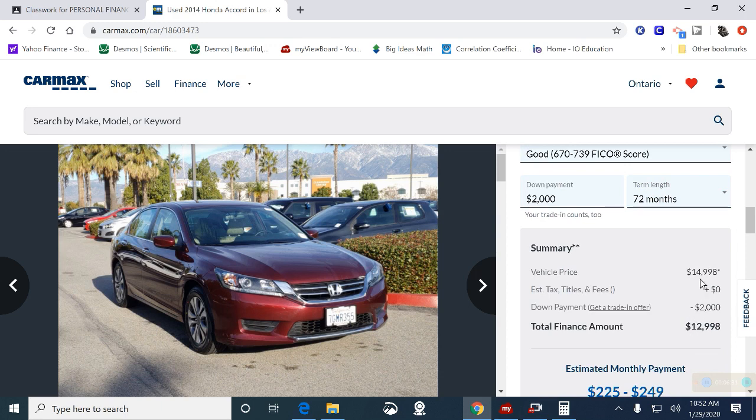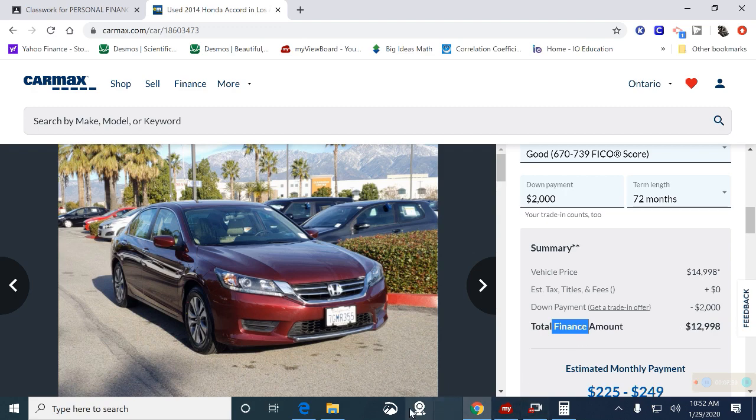So here's a vehicle price. Estimated tax, titles, and fees is 0. That's pretty rare. I'm not sure why there's no tax and title fees for California, but notice the down payment is how much cash I put towards the car right now. And then whatever's left over is, look at the word finance, total finance amount. What is financing? That's what today's lesson is about.